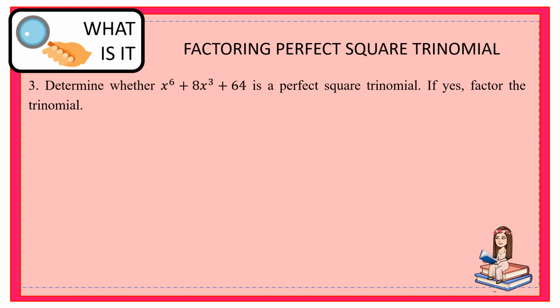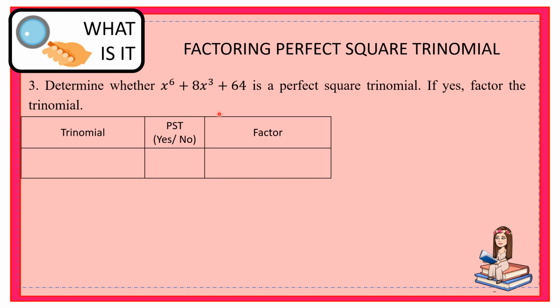Okay. Our third example. Ganun ulit, determine whether this one is a perfect square trinomial and factor it. So, the given, check first. Is the first term a perfect square? Yes, kasi nadi-divide siya by 2 eh. What is the square root? That is x cubed. Paano naging x cubed? Copy the variable x, and then 6 divided by 2 is 3.